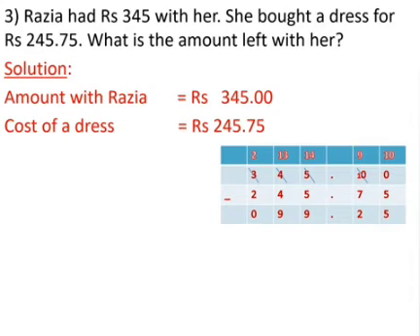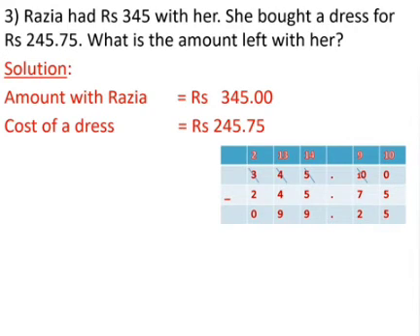345.00 minus 245.75. As we know, in the last place we have 0 minus 5, which is not possible. We need to borrow 1 from the next place, but there we don't have a number. Let us move on to the next place. Here we have 5. So from 5 I am going to borrow 1. So this becomes 10. Again from 10 I am going to borrow 1. So 10 minus 5 is 5. 9 minus 7 is 2. Keep the decimal point as it is.